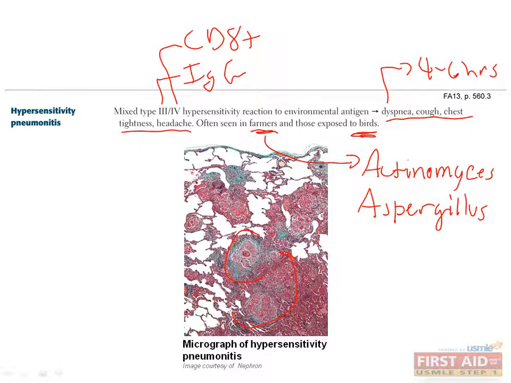There are many other work exposure conditions related to hypersensitivity pneumonitis, like malt worker's lung, cheese worker's lung, but farmer's lung and bird breeder's lung are the most common and most likely tested. You can treat these patients with steroids, but the main treatment strategy is antigen avoidance.